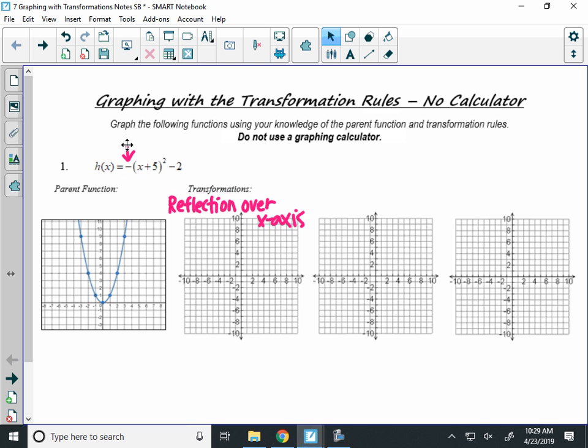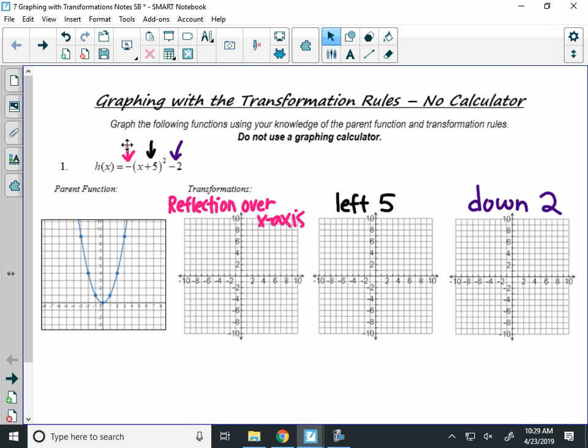The next transformation we'll have will be the plus 5 inside the parentheses. Plus inside means that your graph went left 5. And then on the end, the minus 2 on the outside means your graph goes down 2.